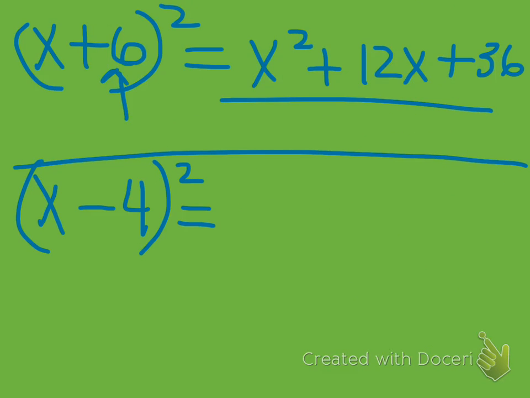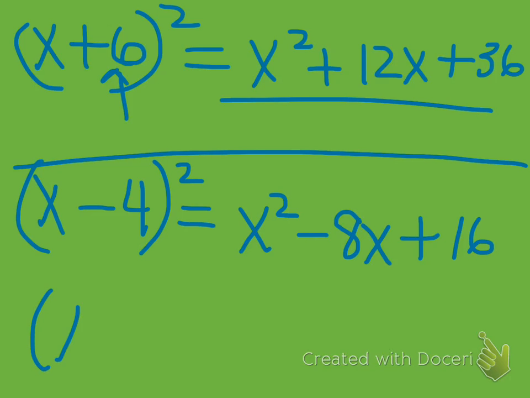Okay, so let's try it. If we had that, well, I had not that color, I'm sorry. Okay, so then if I jump to the answer, what would it be? It would be x squared minus 8x plus 16. Okay, let's do another one.